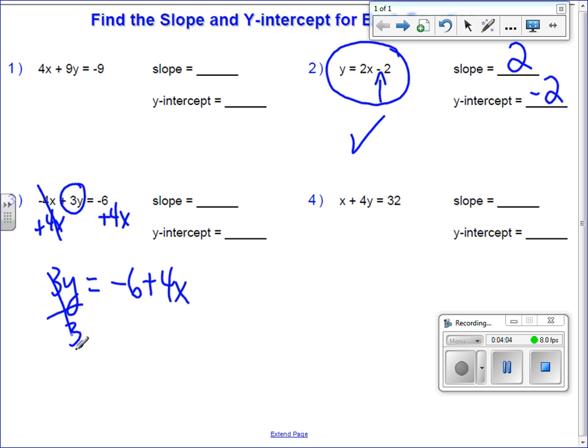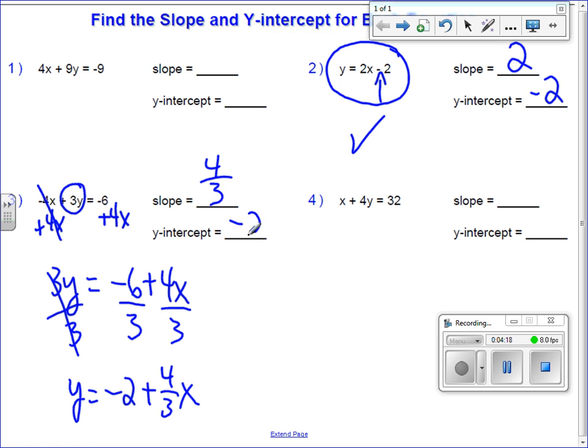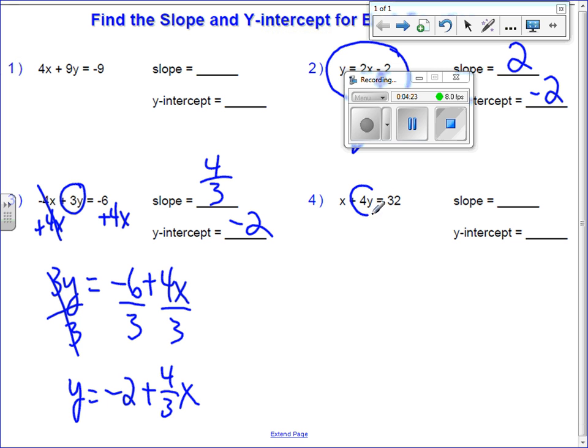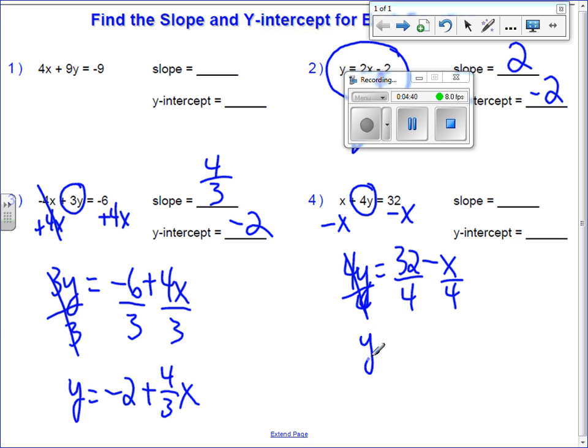Now divide everything by 3. Y equals negative 2 plus 4 over 3x. Leave it as a fraction. The slope is 4 over 3, and the y-intercept is negative 2. And number 4, circle the term that has the y in it because it's not in the correct form. Do minus x from both sides. 4y equals 32 minus x. Divide by 4, each part of the equation. Y equals 8 minus x over 4.